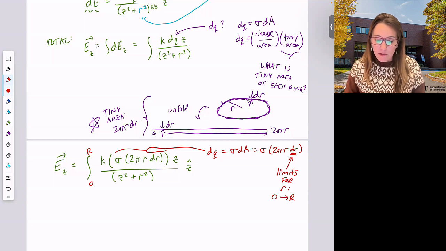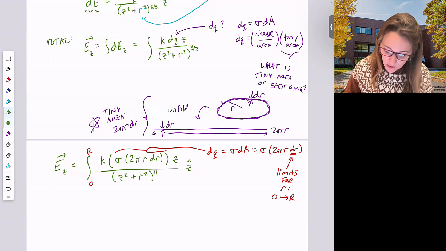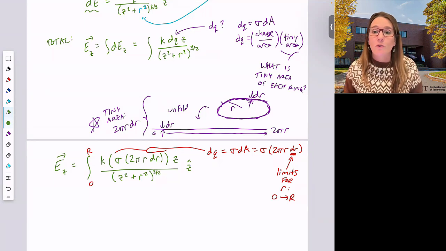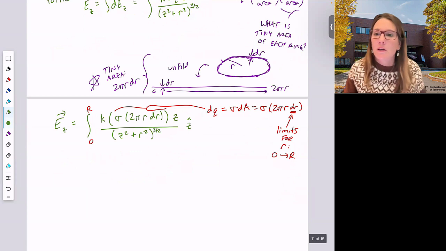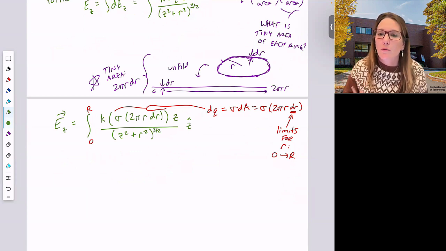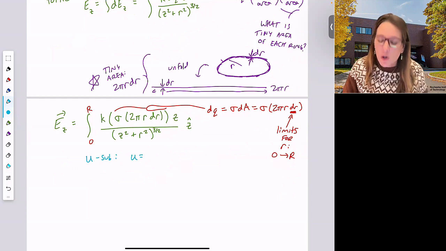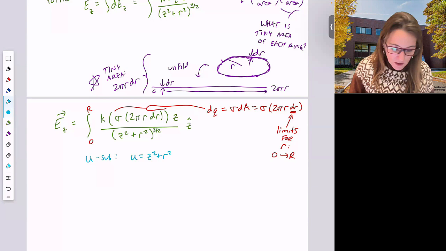And so I lost my 3 halves, so I'm going to bring that back. I apologize. Up here and also here, I have my 3 halves in this equation, just from copying it from the result for our rings. And so now I have this integral that I can do. I'm not going to show all the steps, but I can do it via u substitution. If you're curious about the calculus behind it, I would say that u was equal to z squared plus r squared, and then I can execute this integral.